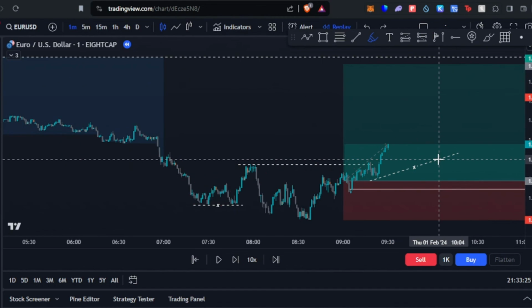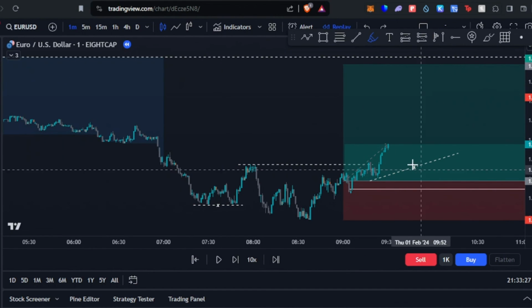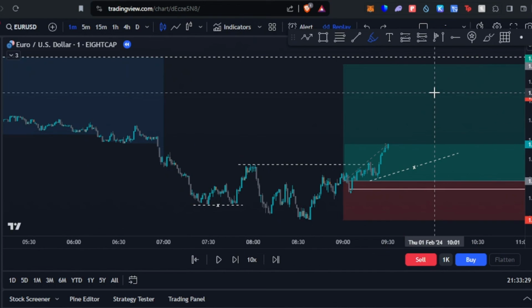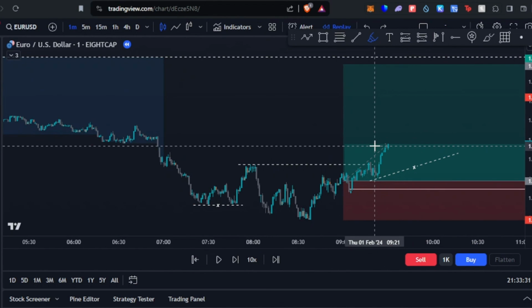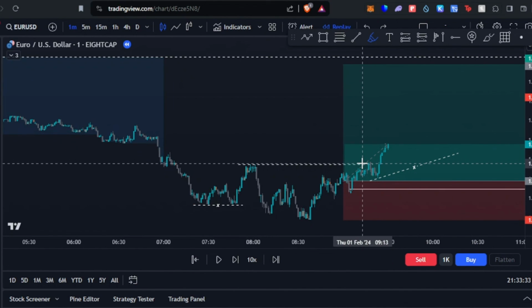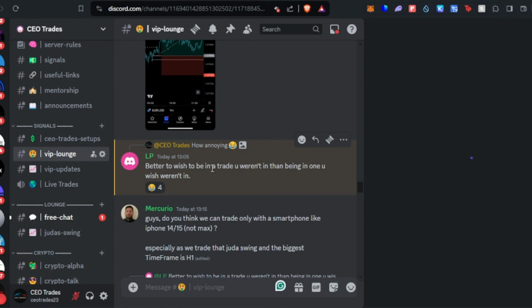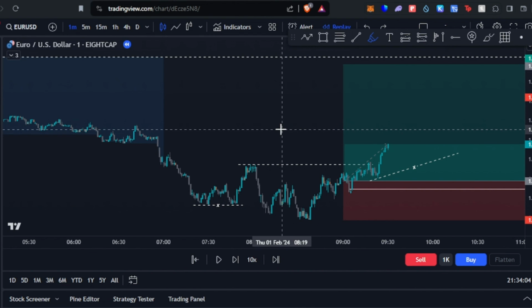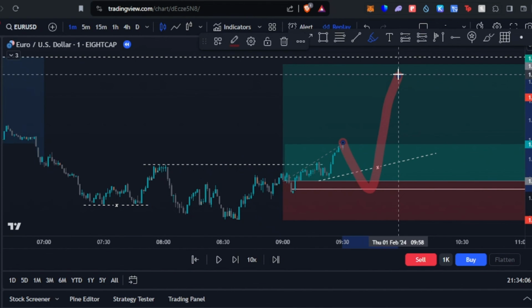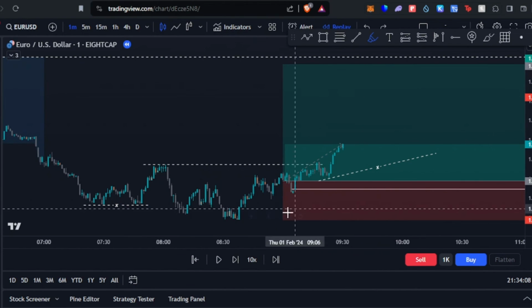So this was another trade that we took today. Well, we didn't actually get tagged into this trade. This was something that I sent into the group, but unfortunately we weren't tagged in. But like somebody said in the Discord, it's better to wish to be in a trade you weren't in than being in one you wish you weren't in. So we didn't get tagged in, but that doesn't really matter because the bias was correct.